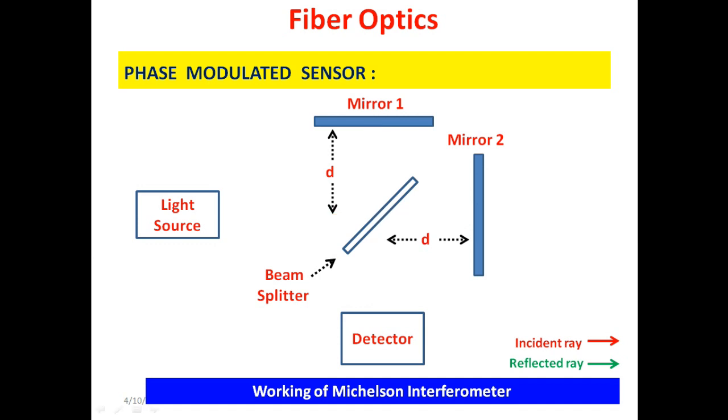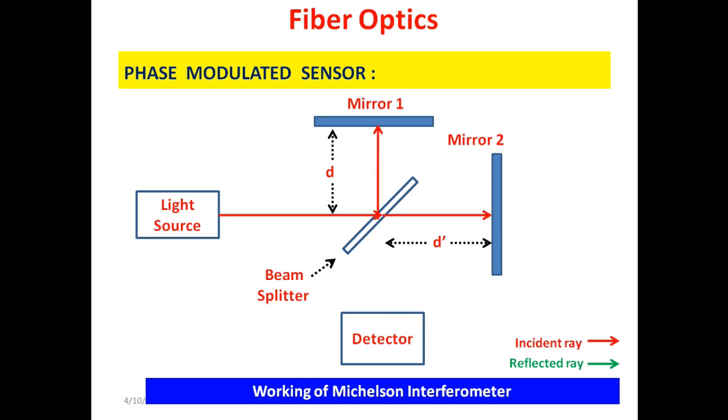Now if we fix the distance from mirror 1 to the beam splitter as d itself for reference, and if we increase the distance of mirror 2 from the beam splitter so that the new distance is d prime. Now when we send the incident light, it splits into two and gets reflected from mirror 1 and mirror 2 and meets at the beam splitter and travels towards the detector as we have seen earlier. But this time, as the distances d and d prime are different, there will be a path difference between the two interfering light rays at the detector.